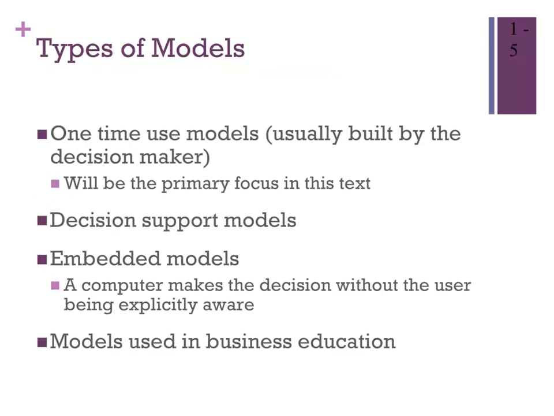When we look at the types of models used in business, we're looking at four basic types of models. There's the one-time use model, which is usually built by the decision maker, which will be the primary focus of this class. You have decision support models, which are models that are constantly updated with data and are used to support decisions that need to be made by primary decision makers. Embedded models, which are models where a computer makes a decision without the user being explicitly aware. And finally, models used in business education.